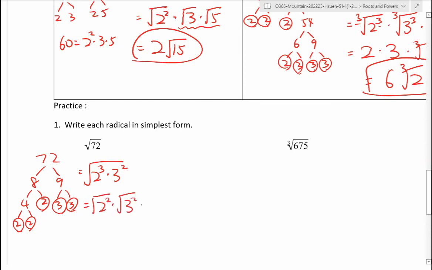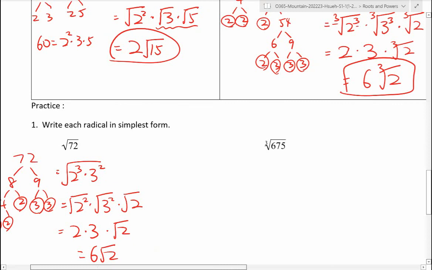And the 3 squared, we just leave it as 3 squared. We still have a root 2 left though, right? Because we have 3 2's. Okay, so that's a 2, that's a 3. So 2 times 3 times root 2, which is going to give us 6 root 2.